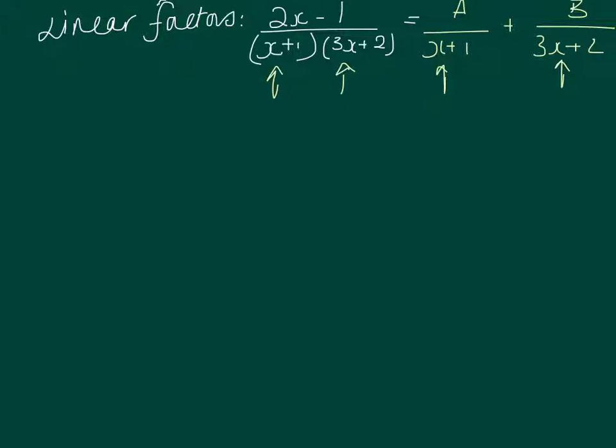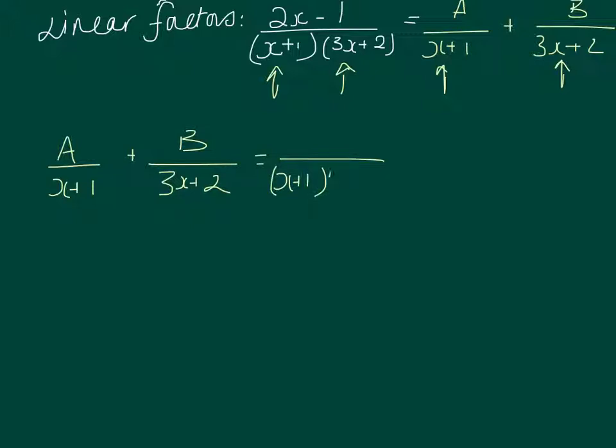How do we do that? Well, we do know how to go in the opposite direction. We know that if we started with a over x plus 1 plus b over 3x plus 2, we could go towards ending up within a single fraction, because we've been doing that for years. So let's start doing that. First thing I need to do is create a common denominator for both parts of the fraction. So let's start doing that.